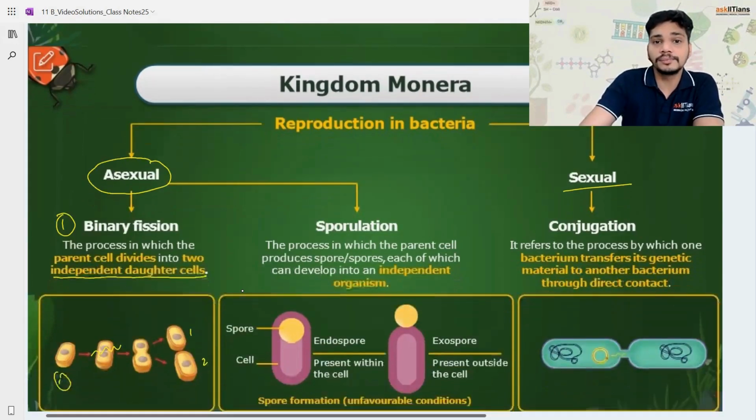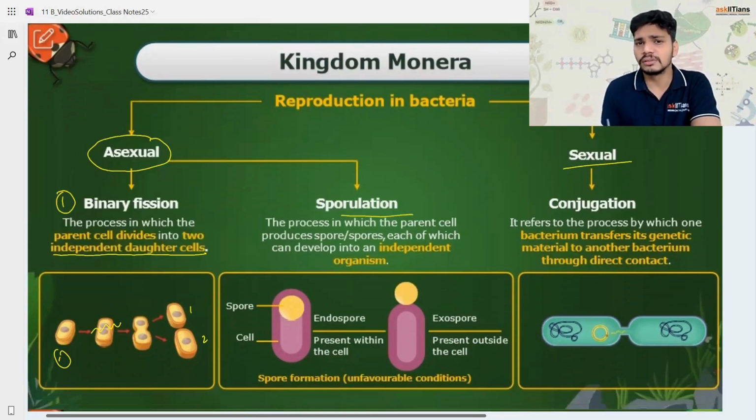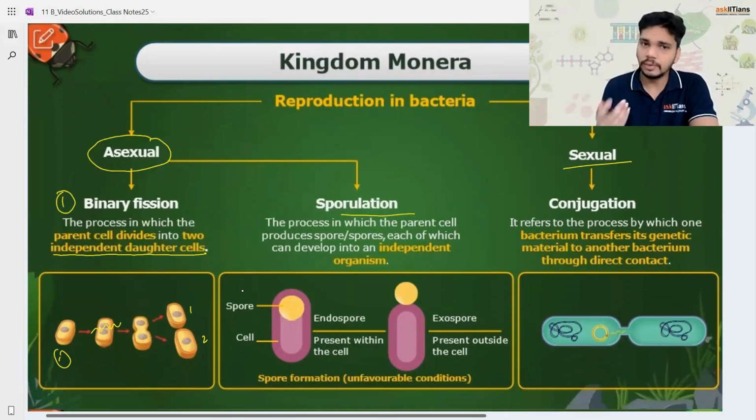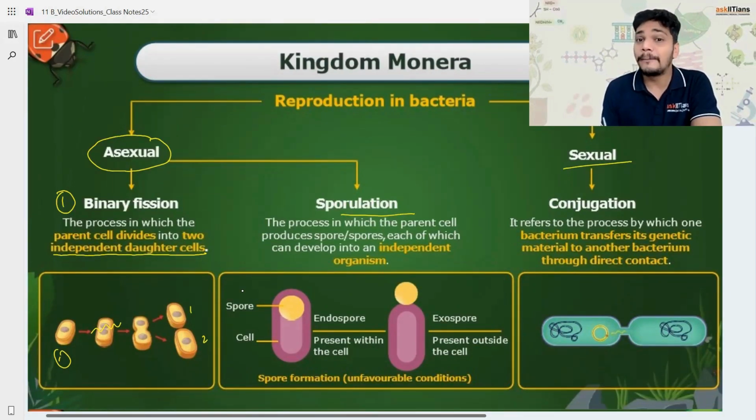Then we have sporulation. So what is sporulation? Here we go. The process in which the parent cell produces the spore or spores.